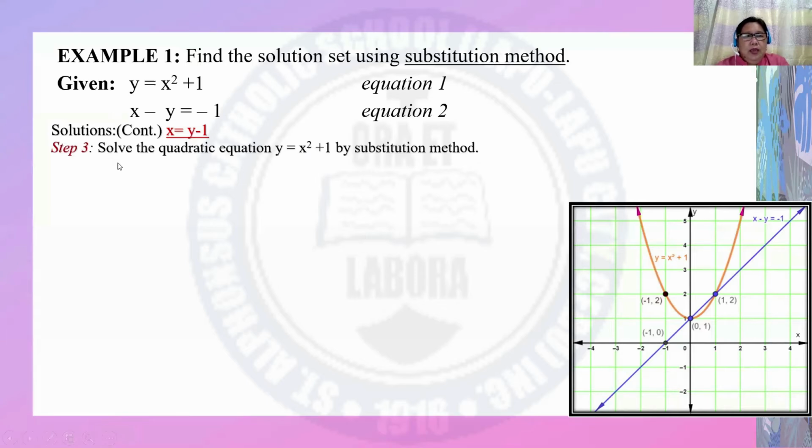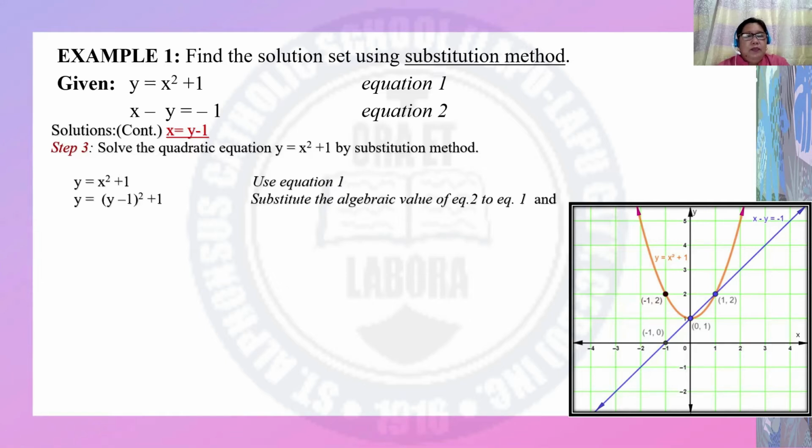So for step 3, we have to solve the quadratic equation y is equal to x squared plus 1 by substitution method. We have to substitute y minus 1 to the variable x. Using equation 1, y is equal to x squared plus 1, we have to change x into y minus 1. So substitute the algebraic value of equation 2 to equation 1, and then we have to expand later on. So as you can see, x is being replaced by y minus 1.